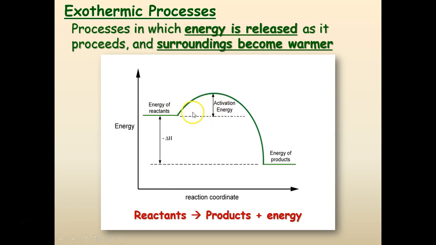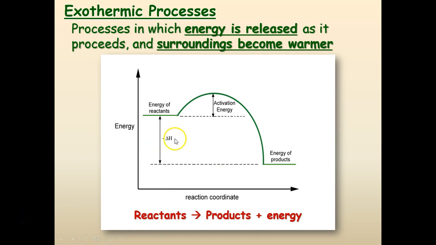This is the energy required to get the reaction started. At the end of the reaction down here, notice we finished lower than where we started. This is because heat was released, and so this is an exothermic reaction. When the graph finishes lower than it started, that's an exothermic reaction.